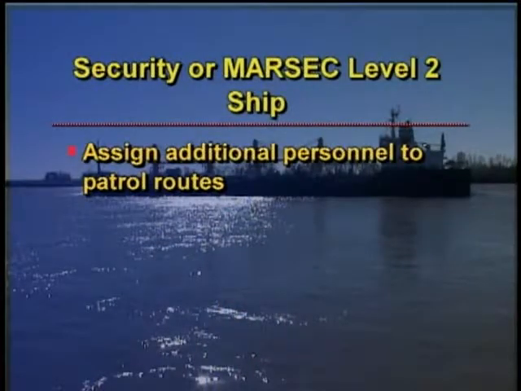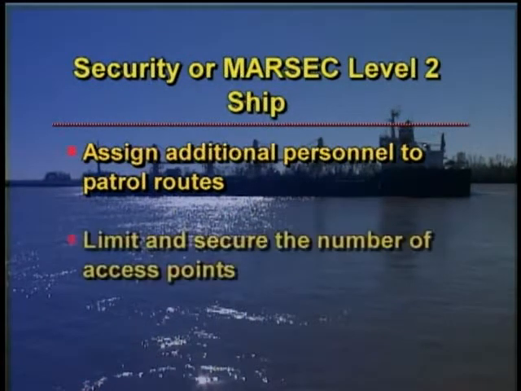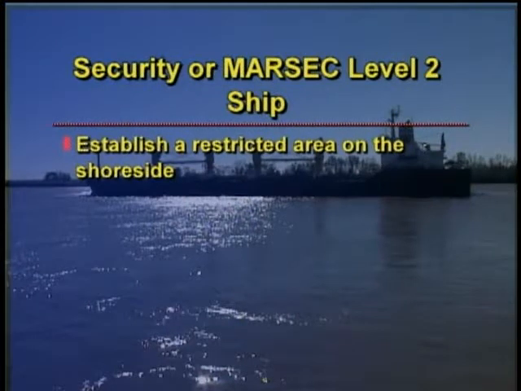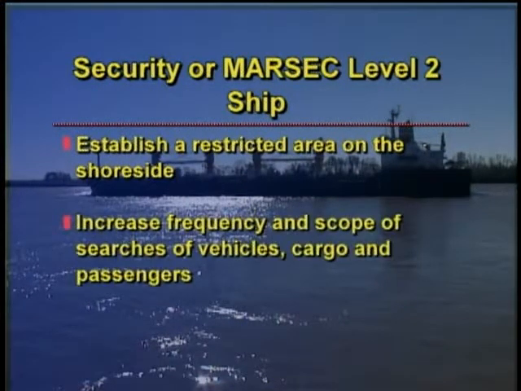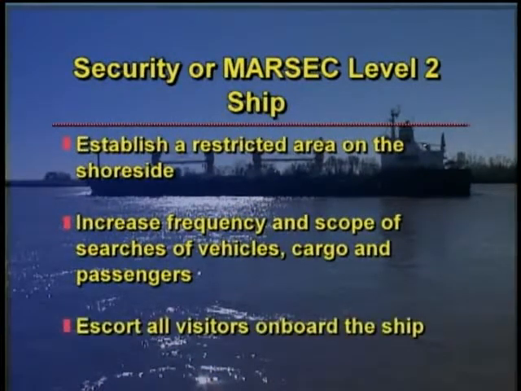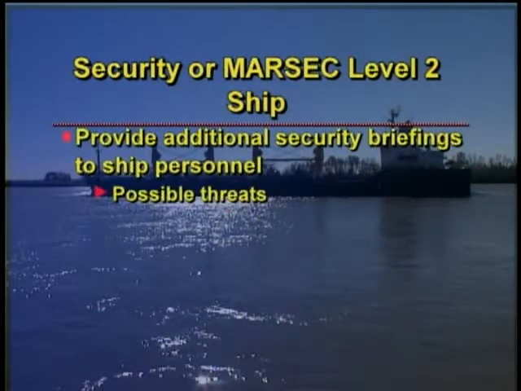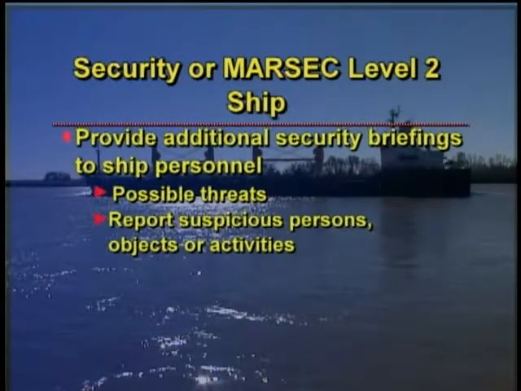Now, let's see what happens to ship access controls under Security Level 2. First, you should assign additional personnel to patrol routes. Limit and secure the number of access points onto the ship. Deter waterside access to the vessel. Establish a restricted area on the quay or shoreside. Increase the frequency and scope of searches of vehicles, cargo, and passengers. Escort all visitors on board the ship. Provide additional security briefings to ship personnel. Further review any possible threats to the ship. Also, report suspicious persons, objects, or activities to the proper authorities.